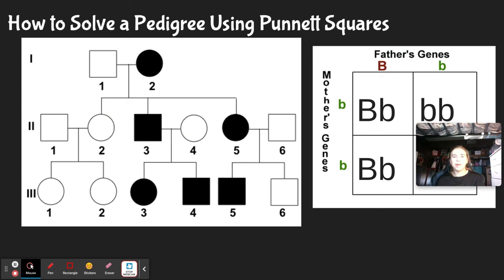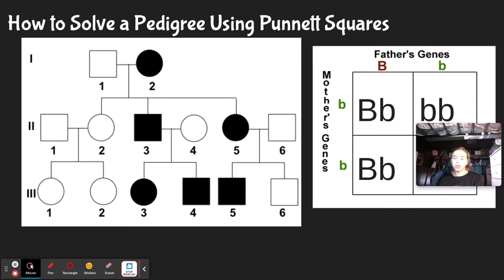How to solve a pedigree using Punnett squares. So you use the traits from the Punnett square and you put them in here to show how they have been passed along from generation to generation and to have some chance of predicting the next generation. If they are completely shaded, that usually means that they have the recessive trait. If they are completely not shaded, that means they have the dominant trait.